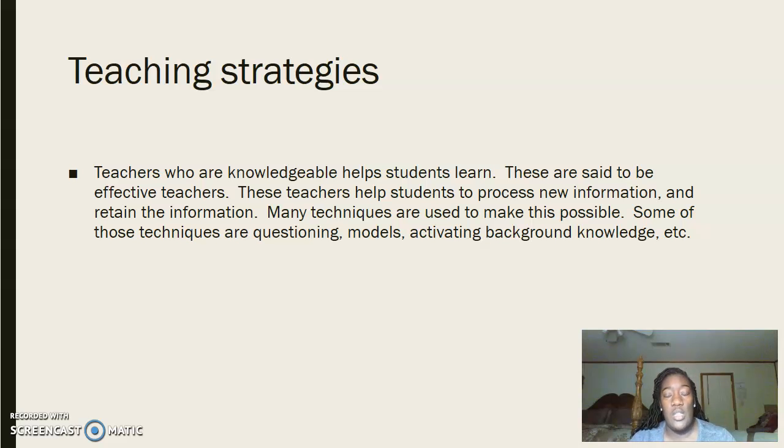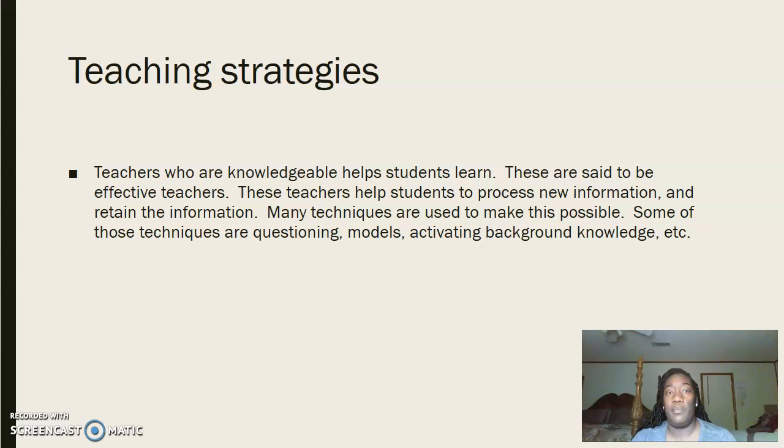Teaching strategies. Teachers who are knowledgeable help students learn. These are said to be effective teachers. These teachers help students to process information and retain the information, and many techniques are used to make this possible. Some of those techniques are questioning, modeling, activating background knowledge, etc. I would consider myself an effective teacher in some ways. This is my first year teaching ever, and it's still a lot for me to learn, but there are some things that I do that help my students.